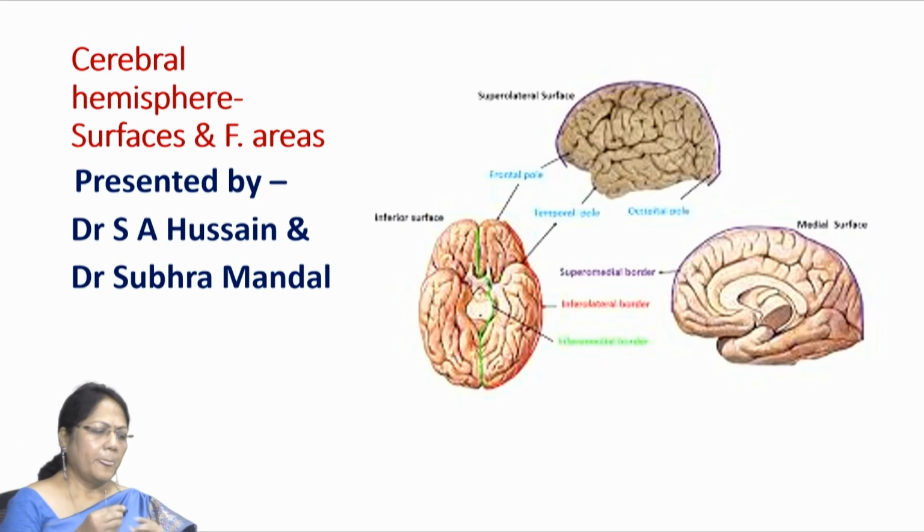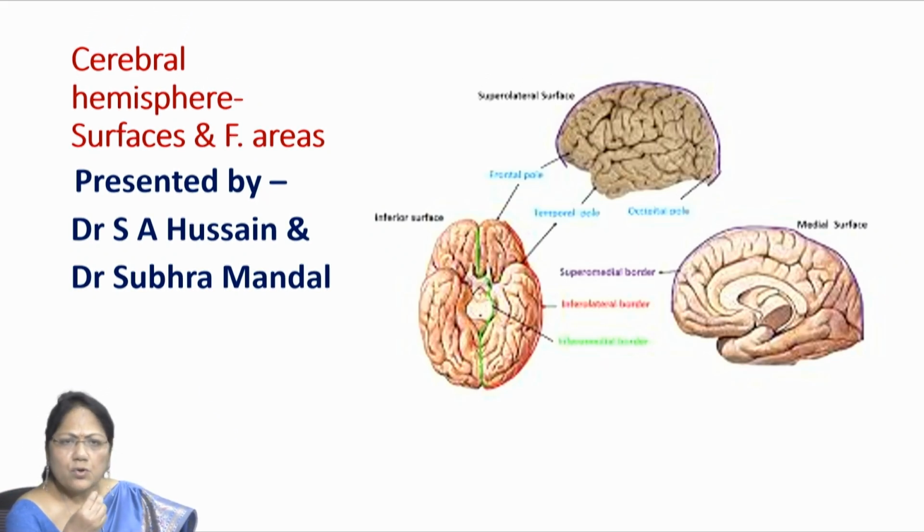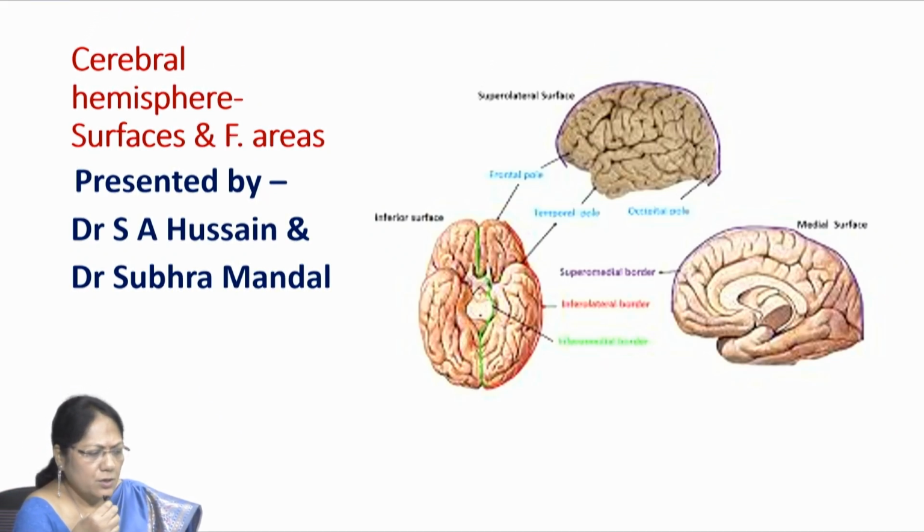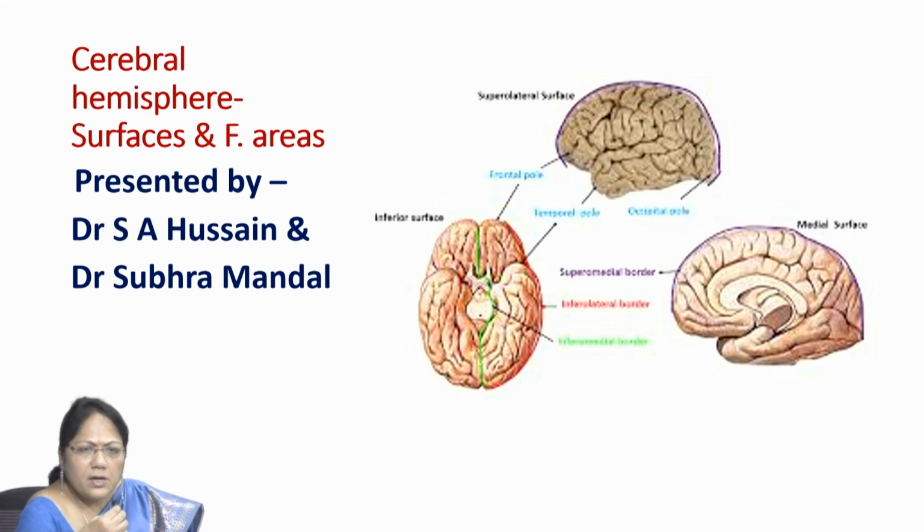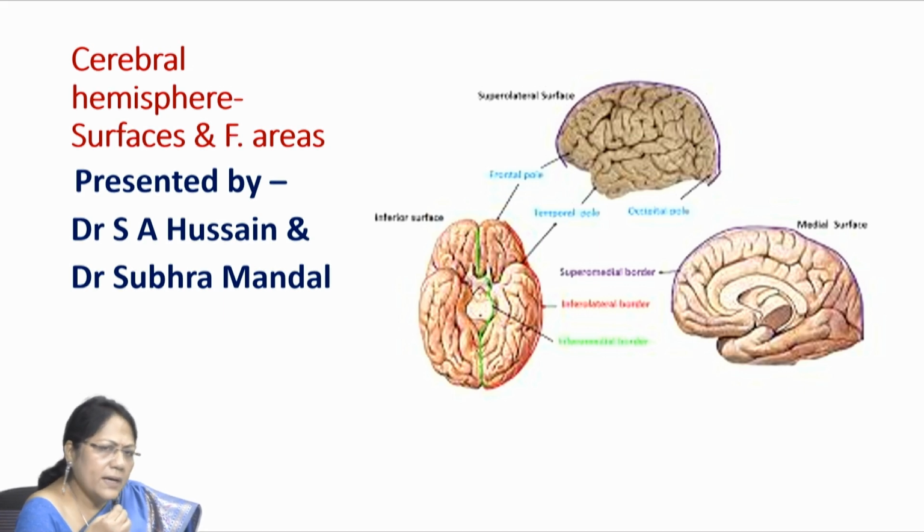Discussion is on the surfaces of the cerebral hemispheres. In the demonstration class we will have the viscera of the cerebral hemisphere and a practical demonstration of the surfaces. Before going to the dissection class, we will have a quick review of the surfaces of the cerebral hemisphere and why they are important.